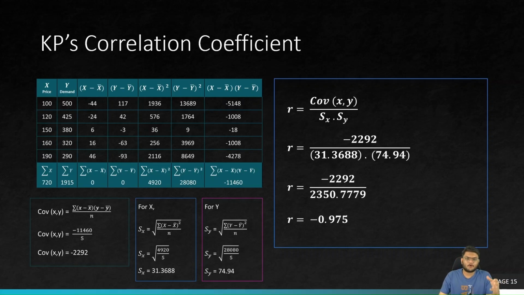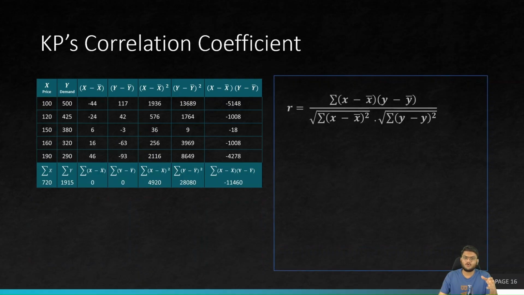Now let's take one more formula here before learning about how to interpret correlation. R is equal to sigma (x minus x bar) into (y minus y bar) divided by under root sigma (x minus x bar) square multiplied by under root sigma (y minus y bar) square. Here we have all the values. So sigma (x minus x bar) into (y minus y bar) is equal to minus 11,460. Sigma (x minus x bar) square is 4920 and sigma (y minus y bar) square is 28,080.